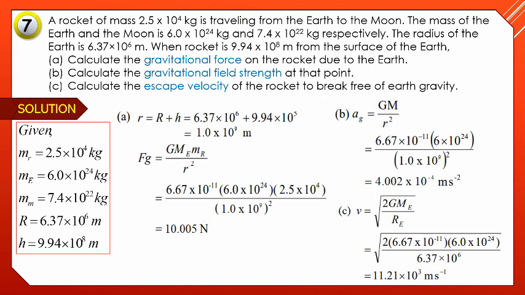For question number 7b, to calculate the gravitational field strength, we refer to the equation GM over r squared. We substitute the values and we get the answer equal to 4.002 times 10 to the power of negative 4 m s^-2. For the escape velocity, we use the escape velocity equation, which is the square root of 2GMe over Re. When we substitute, we get the answer equal to 11.21 times 10 to the power of 3 meters per second.